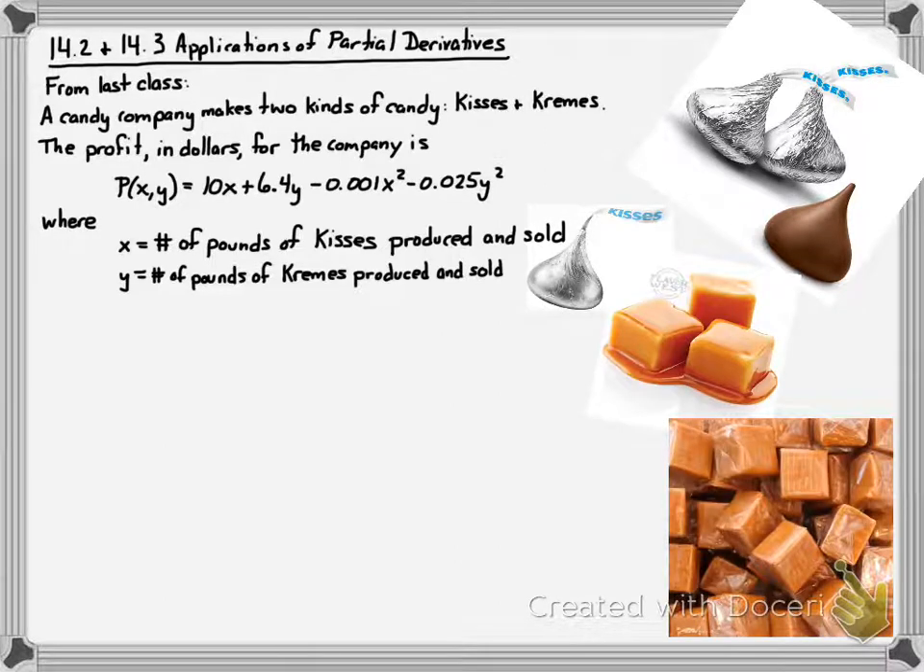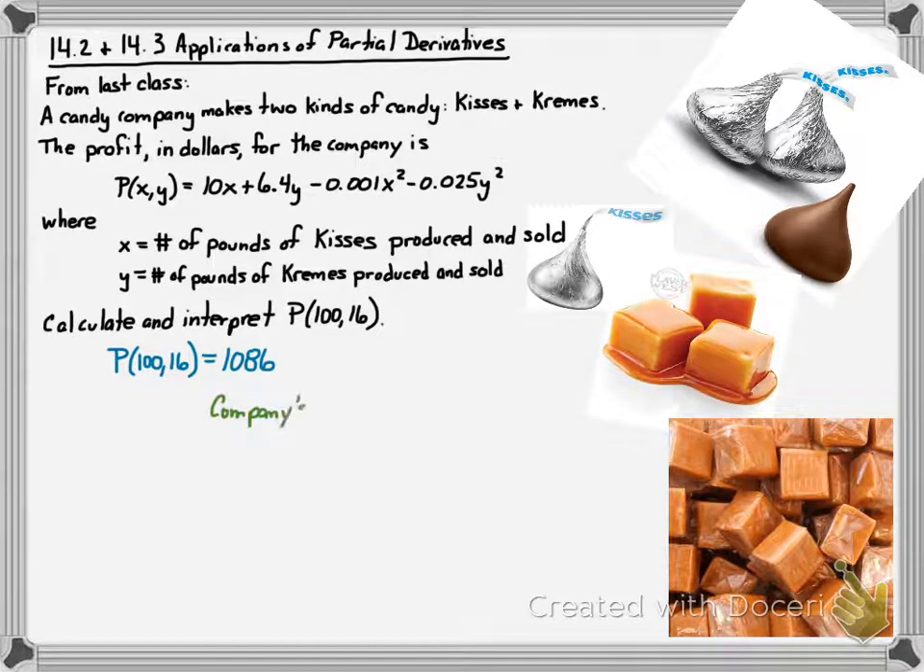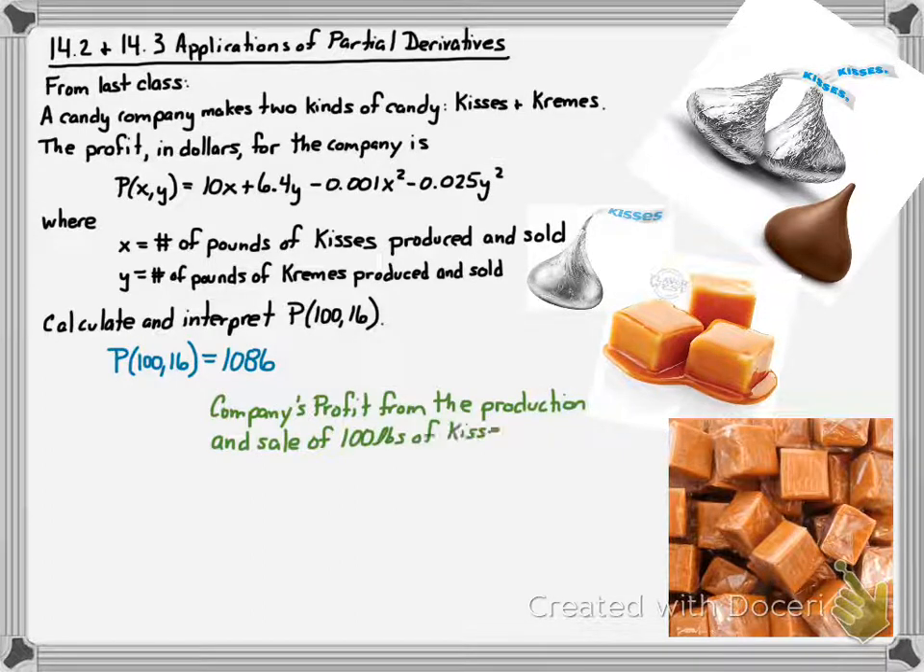Okay. And last class we calculated the value of p of 100, 16, and what that meant is that we plugged in 100 for x and 16 for y, and we came up with a value of 1,086, and that value represents the company's profit in dollars from the production and sale of 100 pounds of Kisses and 16 pounds of creams.